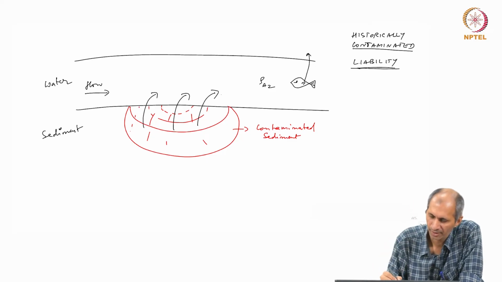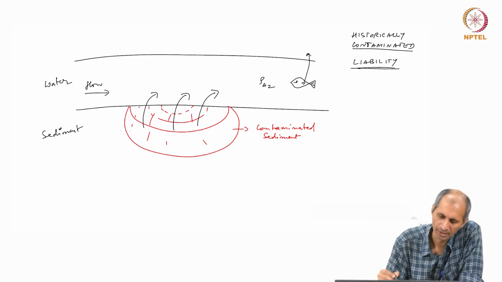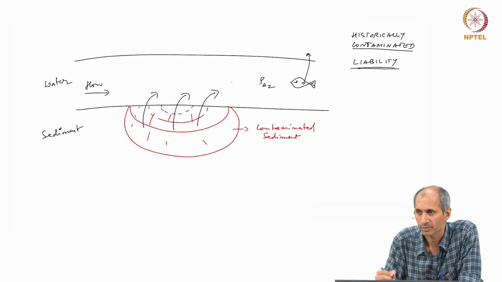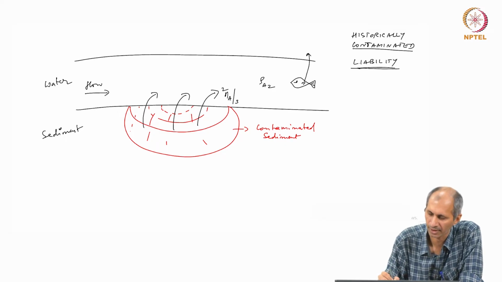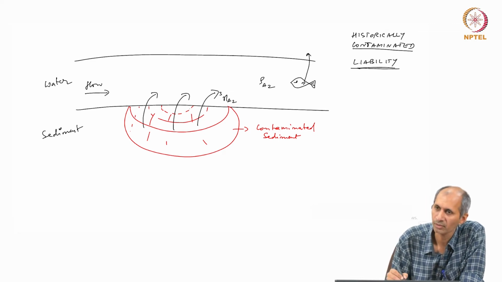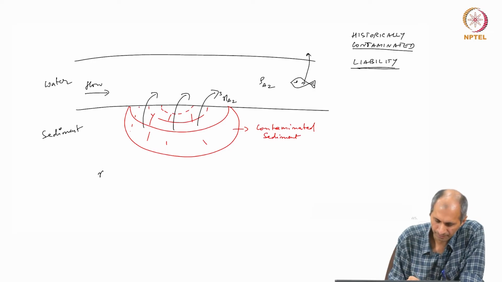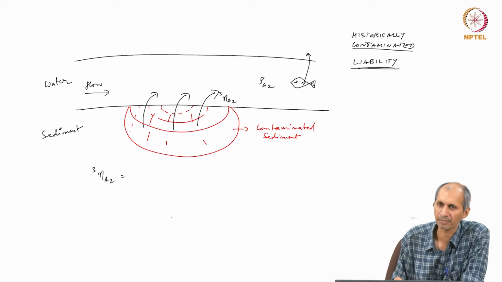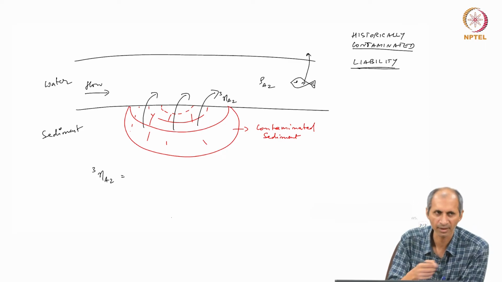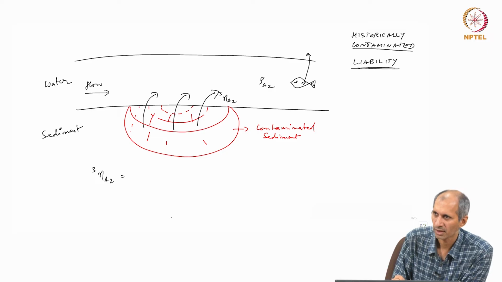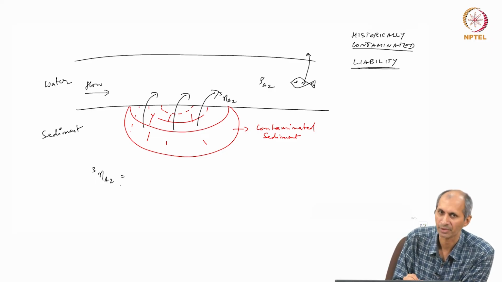So if there is a contaminated sediment site, how do you model this flux? We are interested in the flux at the surface. We are interested in N_A3, the flux into the water at the interface with the sediment. Okay. Now how do you define this flux? In the same way as we have defined the other systems so far. How do we write down this number N_A3?